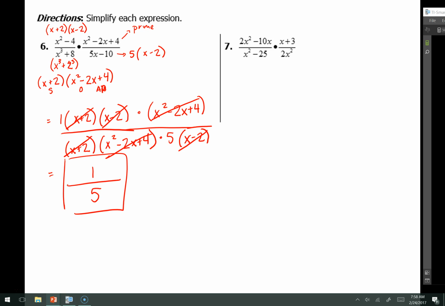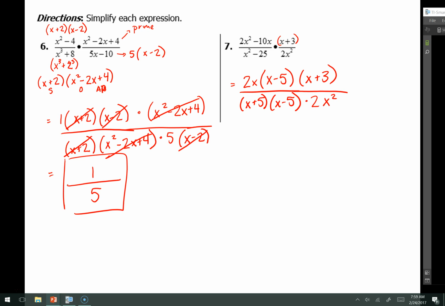Let's do another one of these. Looking at what factors first, in the numerator of this first one you have a GCF of 2x. When we factor out that 2x, it gives us x minus 5 left over. The denominator is a difference of perfect squares, so that's x plus 5 times x minus 5 when we factor it. And then looking over on the right, none of those are going to simplify at all, so I'm just going to go ahead and multiply and put them all under the same bar.